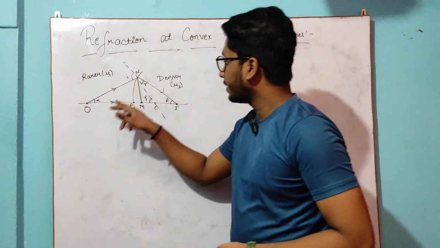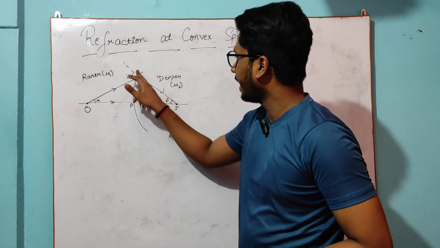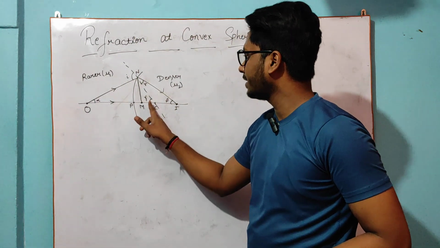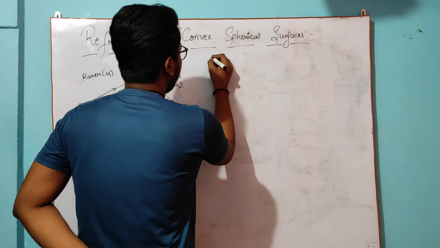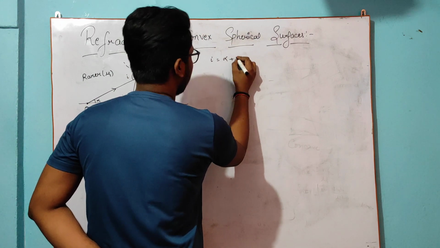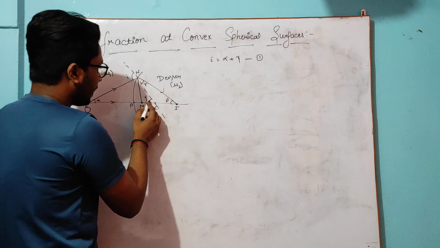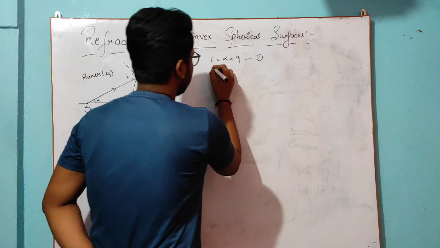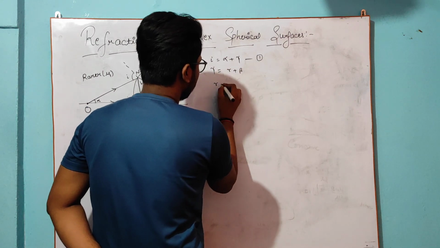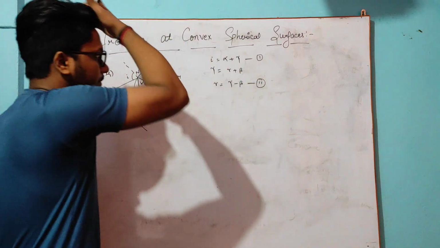Now for the triangle OCN, this angle I is an exterior angle, so I is equal to the sum of the opposite interior angles. I is alpha plus gamma. That is the first. Second is that gamma is equal to R plus beta, so R is equal to gamma minus beta. These are the two things.